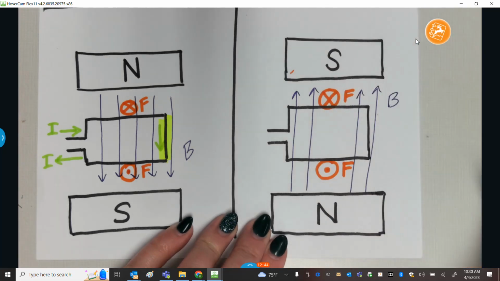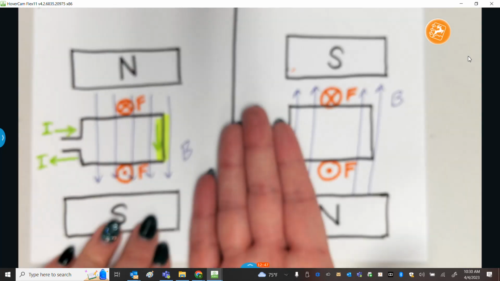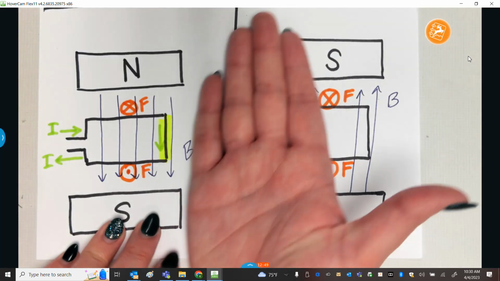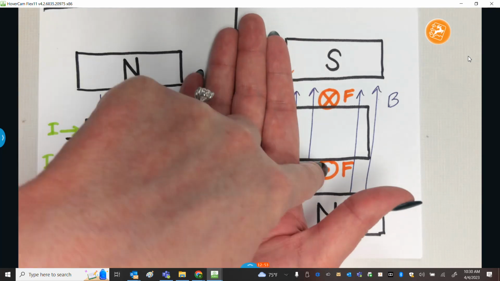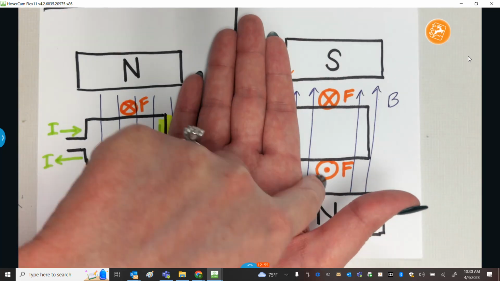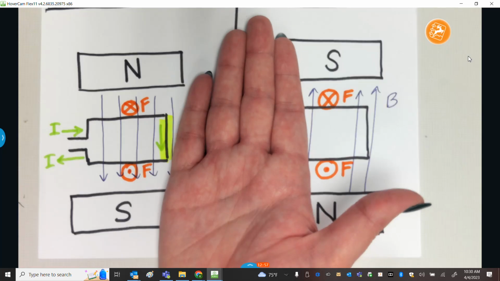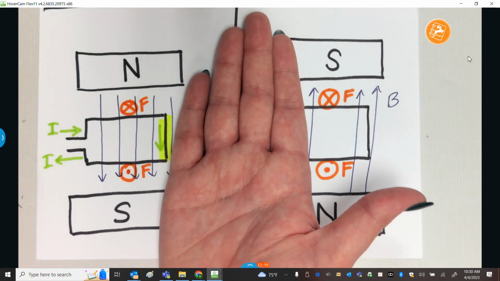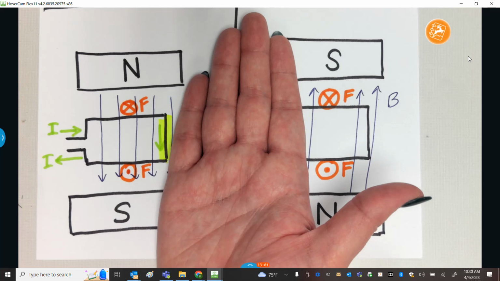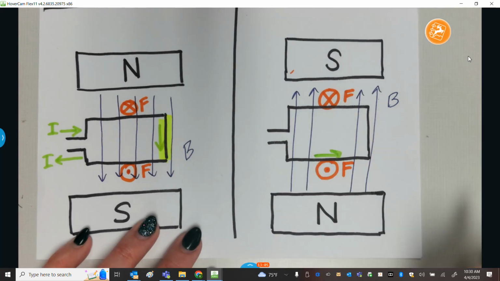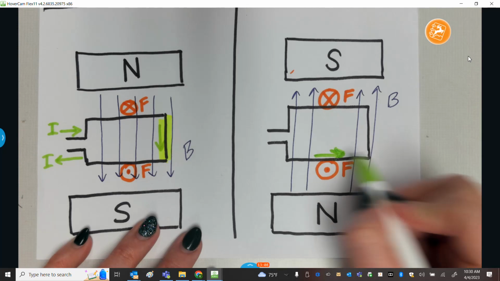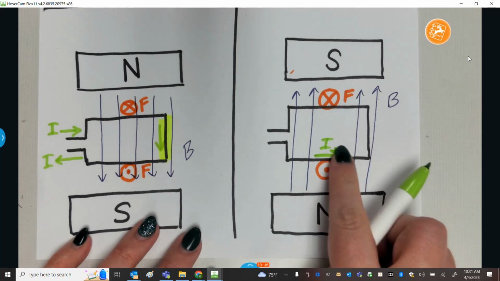So my fingertips are going to go like that. Right now my palm is facing up out of my page, which is what this symbol means. And so in the bottom portion of my wire, where my force is out of the page, my thumb is pointing to the right, which means my current in this portion would have to be going this way. That would be the direction of my current. And of course it's going to loop around, and over here it's going to go this way.